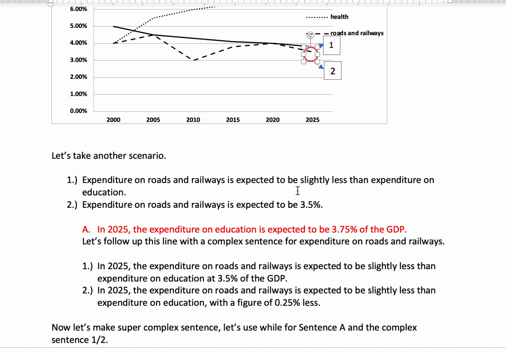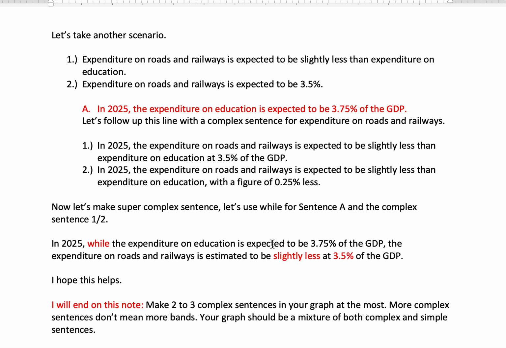Now let's make a super complex sentence. Let's use "while" for sentence A and the complex sentence next. So in 2025, while the expenditure on education is expected to be 3.75% of the GDP, the expenditure on roads and railways is estimated to be slightly less at 3.5% of the GDP.